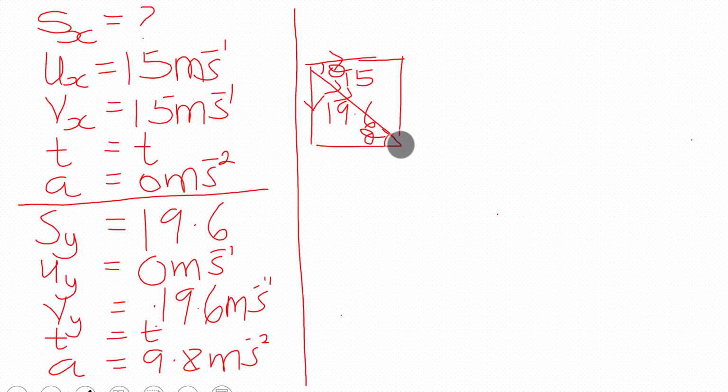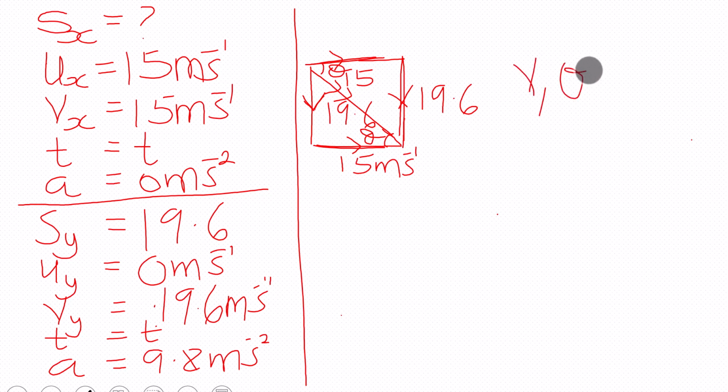So in here you see that these are triangles. You can use whichever side you wish. If this is 19.6, then this one will also be 19.6. And if this horizontal is 15, this one also will be 15 meters per second. You can put the units. So here you just need to say let the resultant velocity be v, and let the angle be theta.